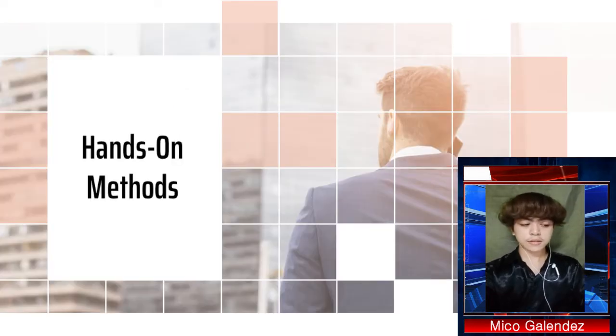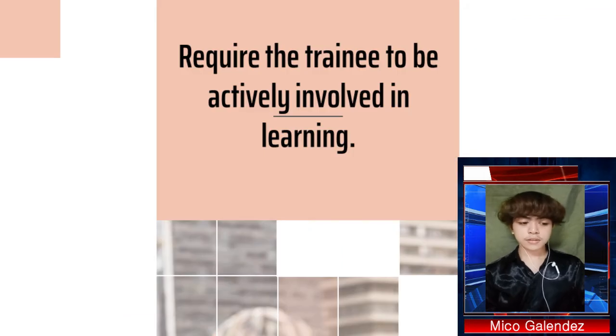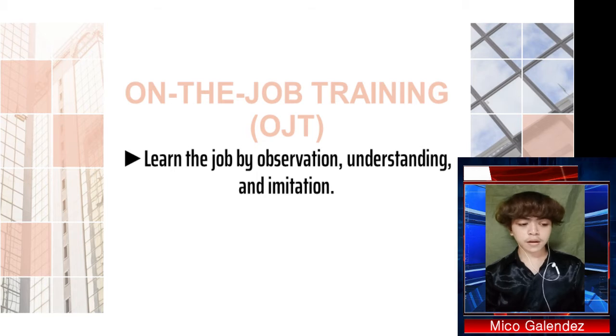The second method is hands-on methods. Hands-on methods require the trainee to be actively involved in learning. One of the examples is on-the-job training, or OJT. OJT is learned by observation, understanding, and imitation. Under OJT, there are two classifications.